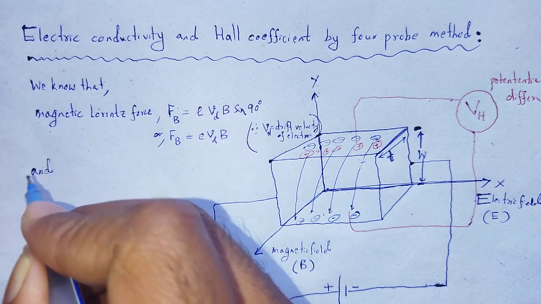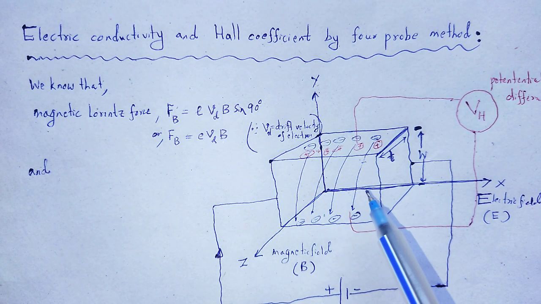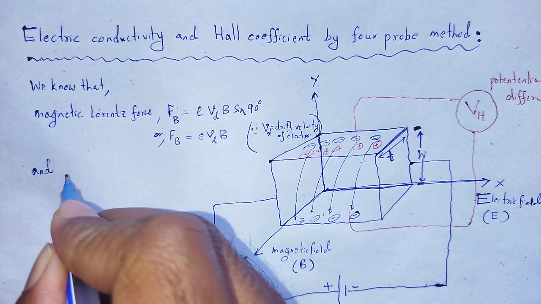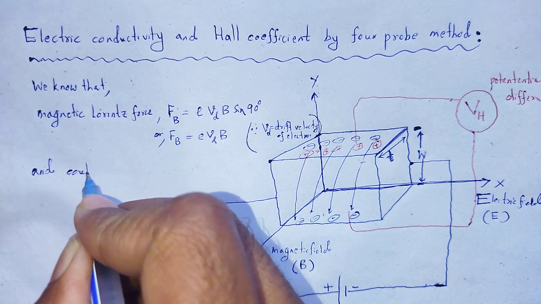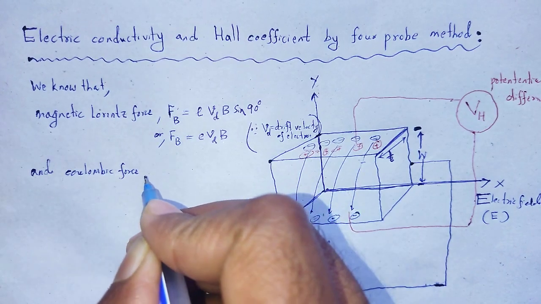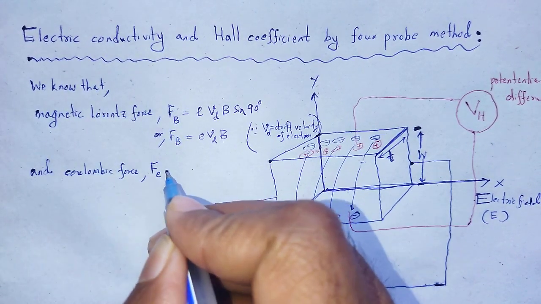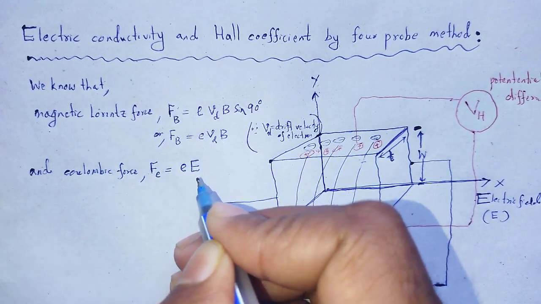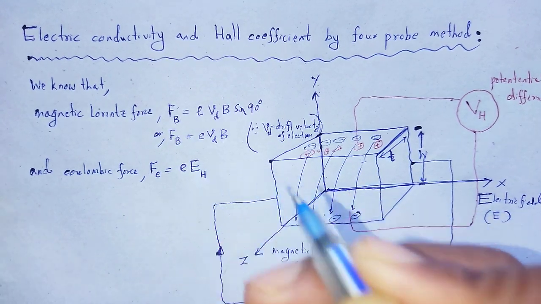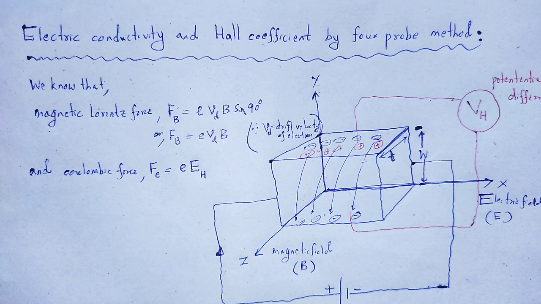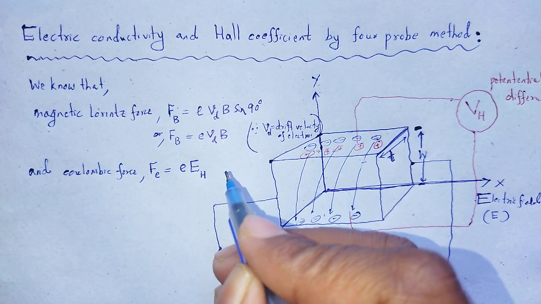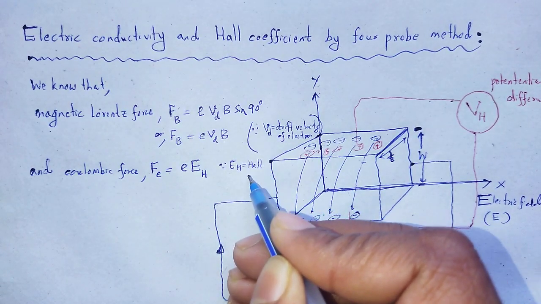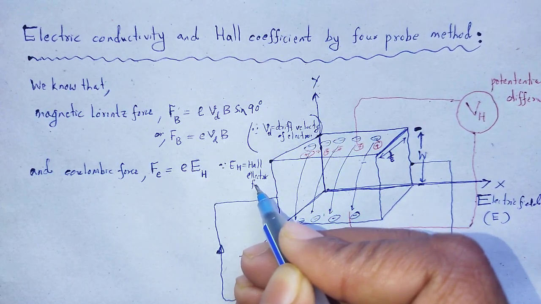And the force experienced due to the electric field, that is the Coulombic force, denoted by Fe, is charge times the applied electric field E. Let us say that the electric field is the Hall electric field E_H. E_H is the Hall electric field.